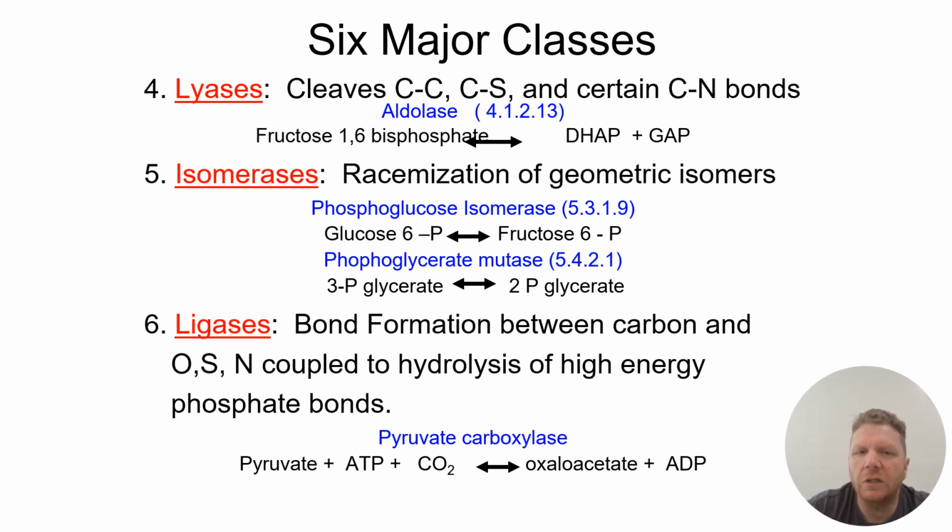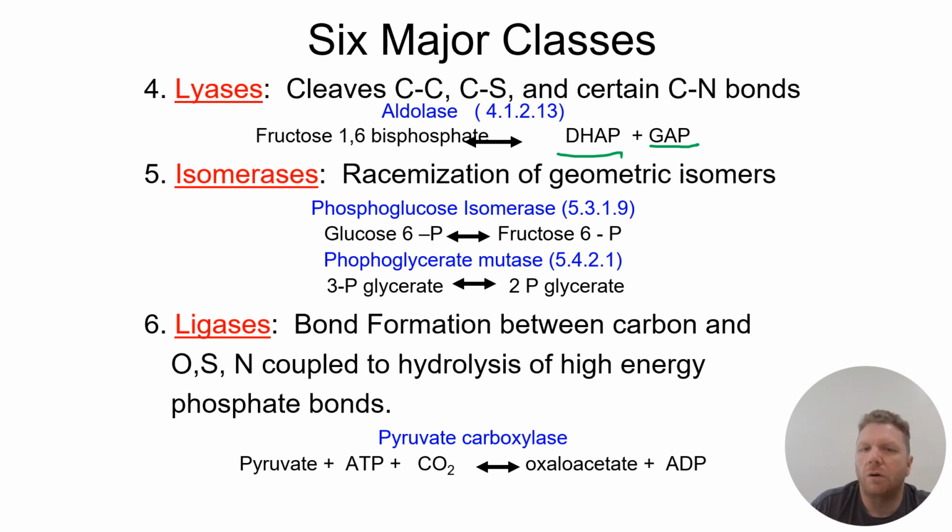Lyases. Lyases are a class of enzymes that cleave carbon-carbon, carbon-sulfur, and certain carbon-nitrogen bonds. Fructose 1,6-bisphosphate. If you remember that molecule from glycolysis, that was our doubly phosphorylated sugar that gets cleaved into an aldose and a ketose. Our aldose was glyceraldehyde 3-phosphate, and our ketose was dihydroxyacetone phosphate.